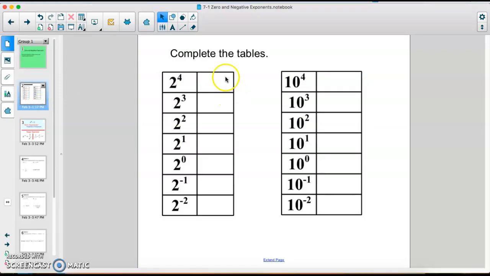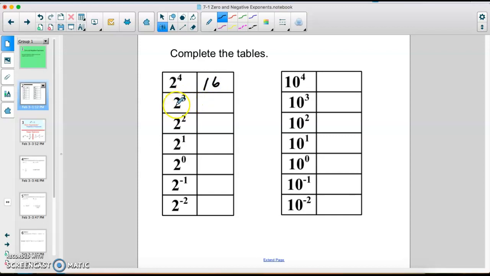So let's start off by completing these tables here. We can really just use a calculator for this. We grab a calculator and we just do 2 to the fourth. You're going to use the caret button, which looks like an upside down V, and you'll go 2 to the fourth, and that equals 16.